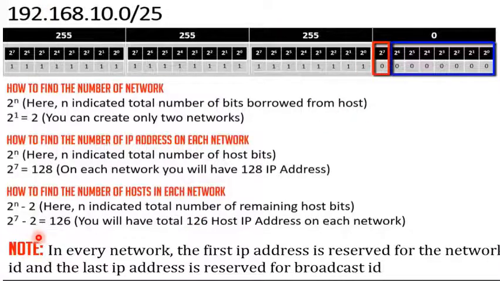What is the purpose of subtracting 2? I already informed you: for every network, 2 addresses are allocated for the network ID and the broadcast ID. That's why we subtract 2 from the total. The total IP addresses are 128, so 128 minus 2 gives 126. In every network the first IP address is reserved for the network ID and the last IP address is reserved for the broadcast ID. So this is the way to find the number of networks, the number of IP addresses in each network, and the number of hosts available in each network.